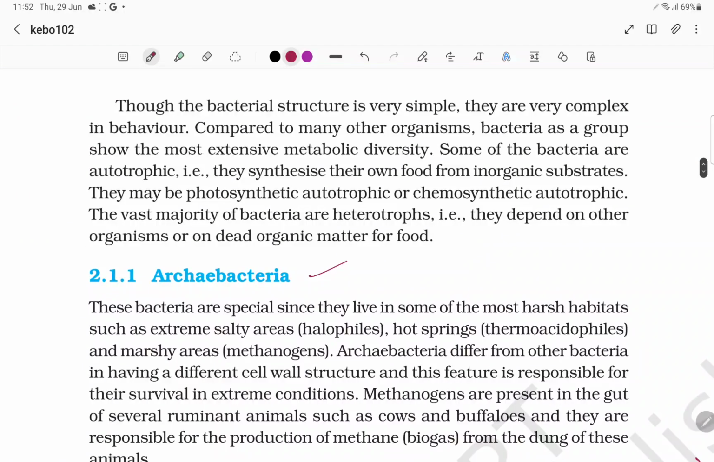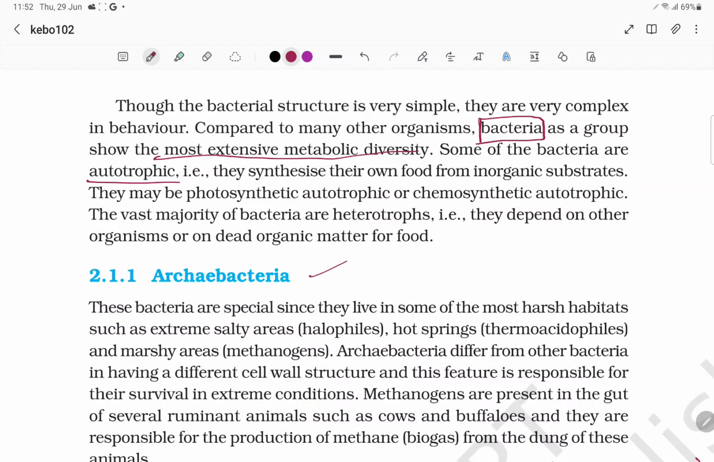Though the bacterial structure is very simple, they are very complex in behavior because they have various modes of nutrition. They undergo asexual reproduction, they undergo sexual reproduction, and they undergo transformation and conjugation. Compared to many other organisms, bacteria have the most extensive metabolic diversity. So this is a very important point.